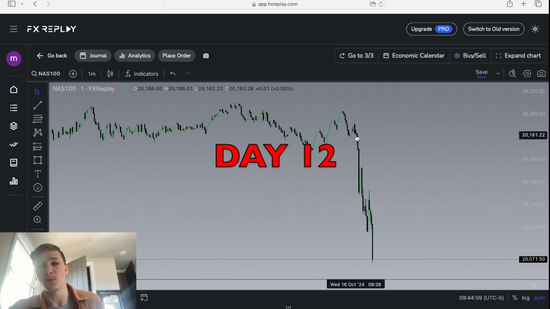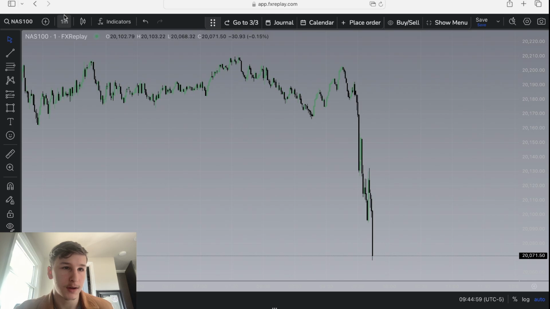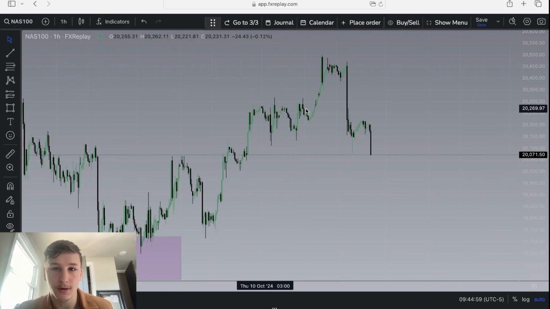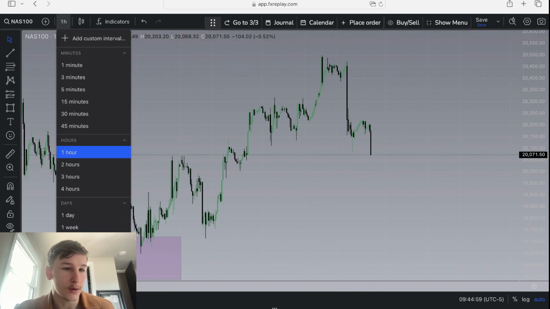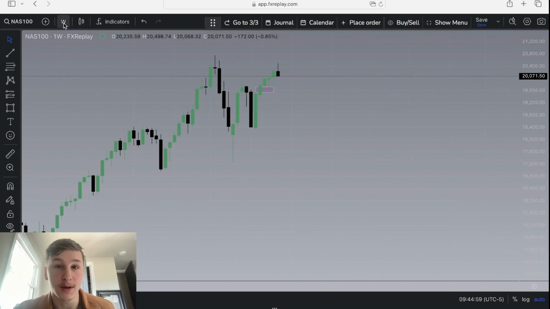All right, here we go. Boom, beautiful. So we have a huge drop down here. Let's see if we get a higher time frame key level. Let me go ahead and expand the chart here for you guys. Let's go up to the hourly chart. And let's see here. So we have previous daily low pierced there. We'll check out the weekly and daily chart, see if we can utilize any type of higher time frame key level.